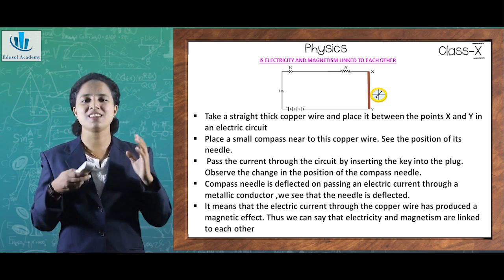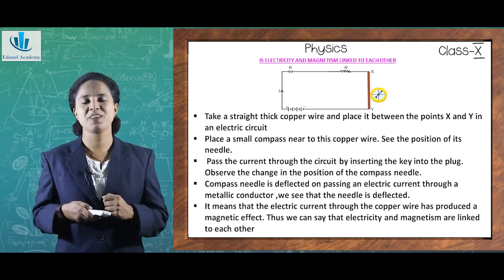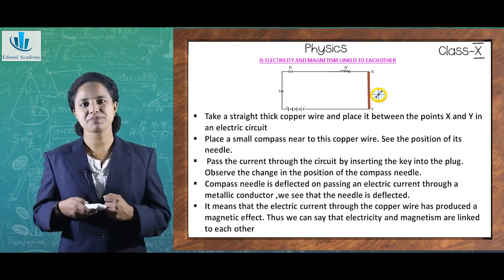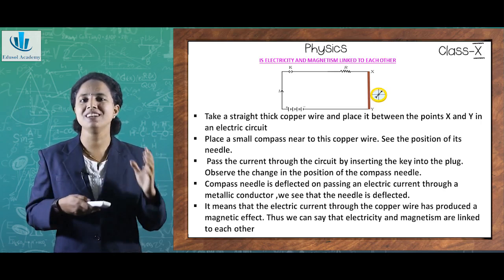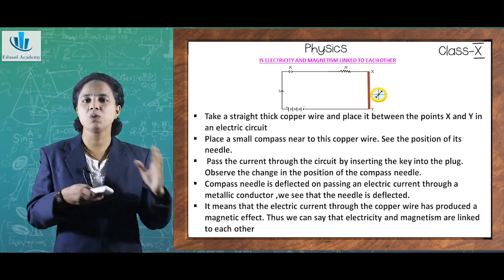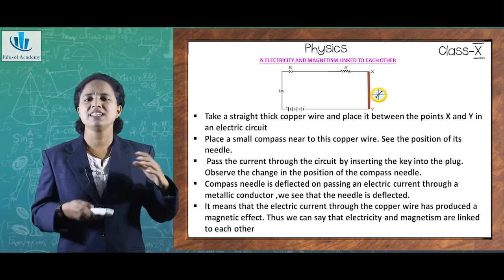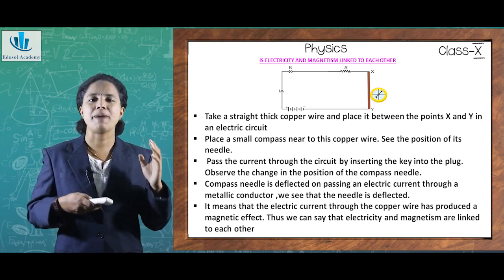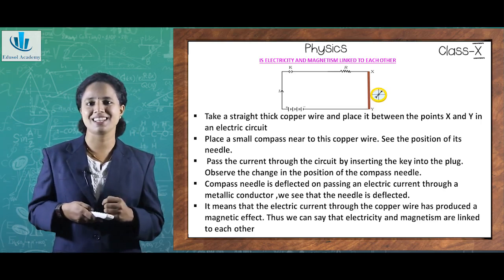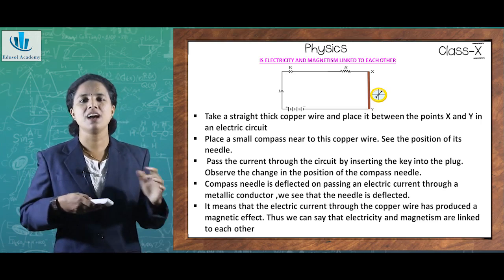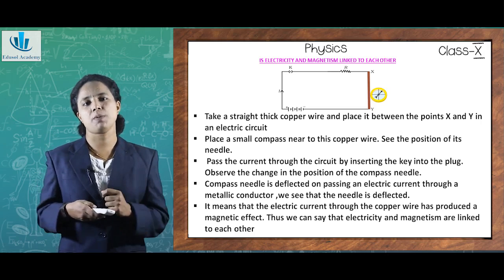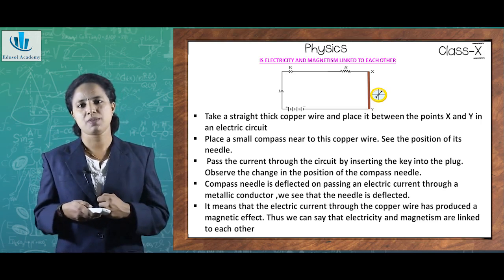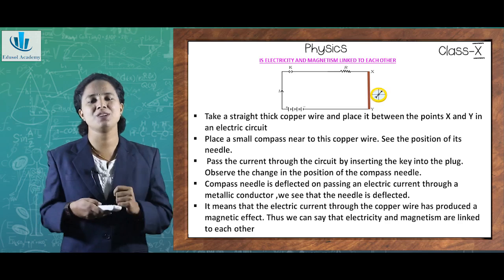For the flow of charges or electrons, we need a conductor, isn't it? So, the thick copper wire which we have taken here acts as the conductor. We need to analyze whether the current is flowing, and along with that, whether there is any magnetic field associated with it. We know that in order to detect a magnetic field, we use a compass. So, we next place a small compass near this copper wire. Now, you need to observe the position of the needle. What happens after passing the current? That is what we need to observe.